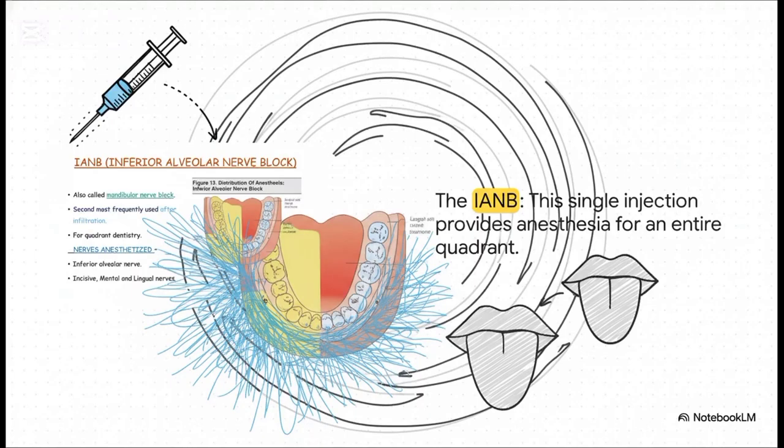And the absolute workhorse of mandibular anesthesia is the inferior alveolar nerve block, or the IANB. When you get this right, you get profound anesthesia for almost an entire quadrant. We're talking all the teeth to the midline, the floor of the mouth, the chin, the lower lip, and even the tongue on that side. It is incredibly effective, but boy, is it technically demanding.